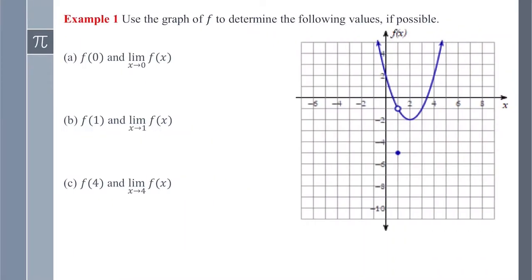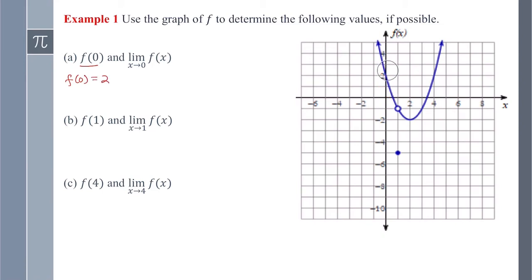So the first example says use the graph of f to determine the following values if possible. The first one, we are asked to find f of 0. That means what is the value of the function at x equals 0. So x equals 0 is right here. We can see the value of the function is 2. So f of 0 equals 2.